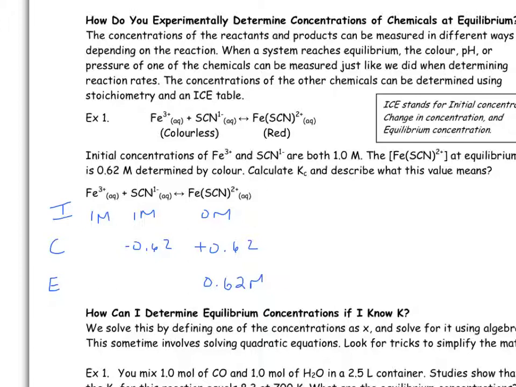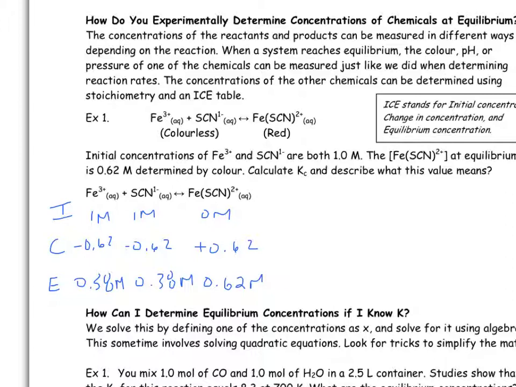That gives me an equilibrium concentration of 0.38. I get that by adding down in my column. To go from here to here, I have another 1 to 1 mole ratio, so this will also decrease by 0.62 and give me a final concentration of 0.38 moles per liter.